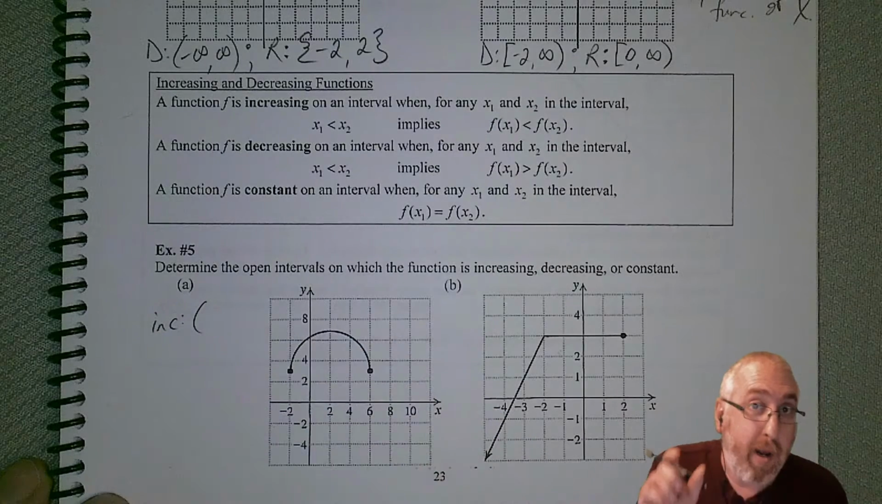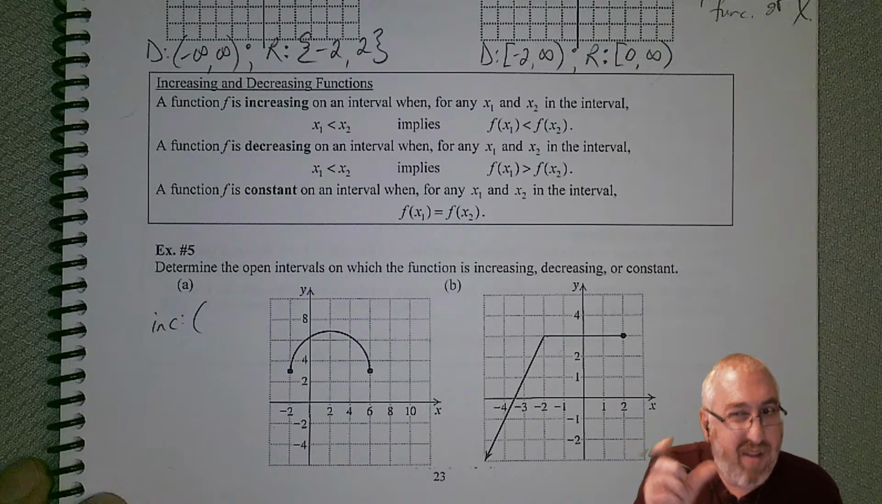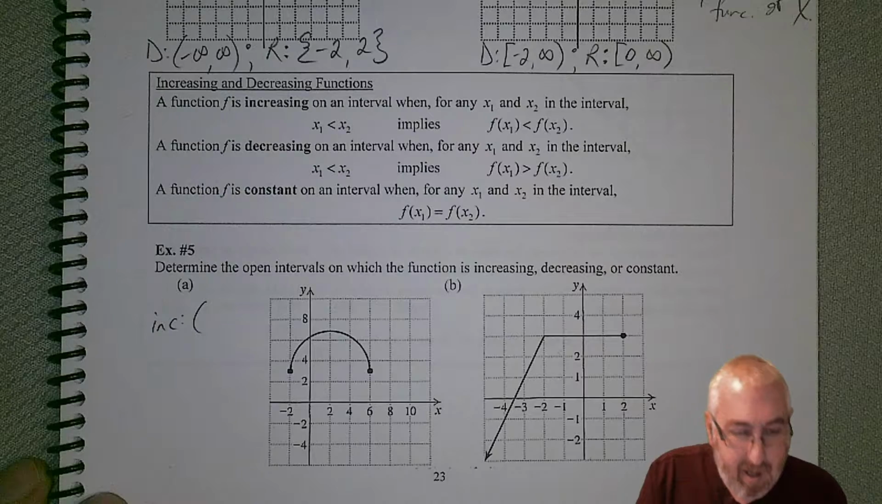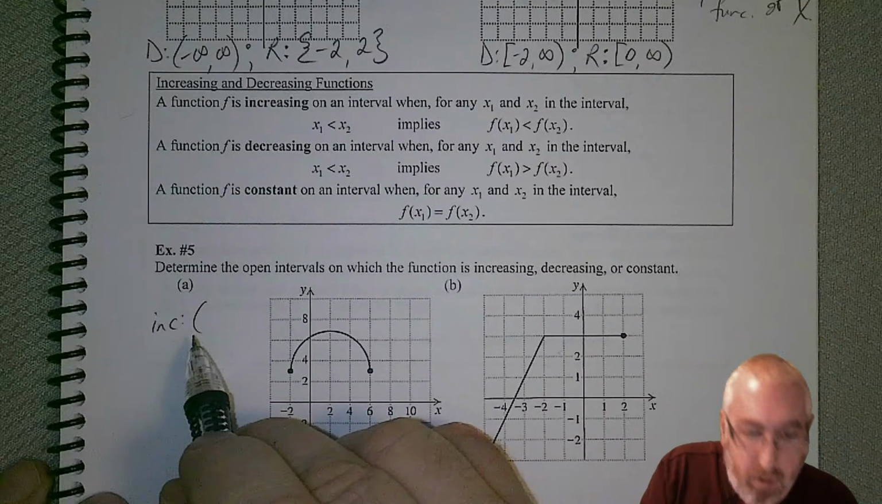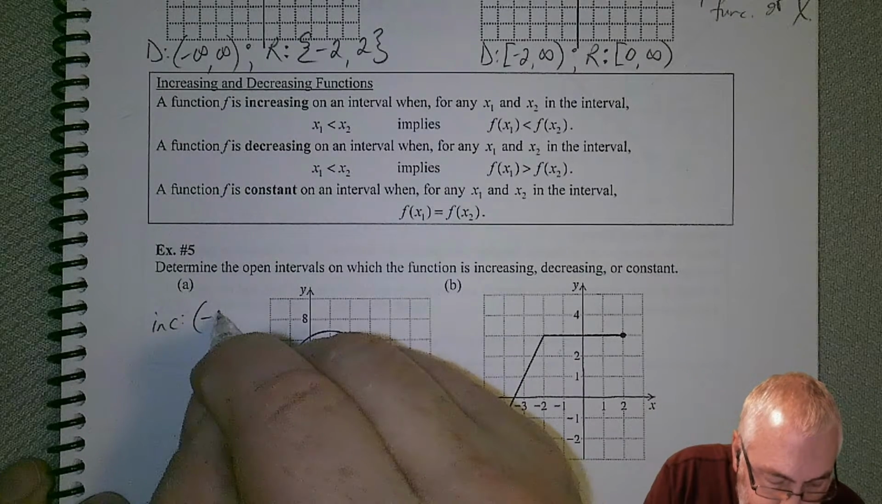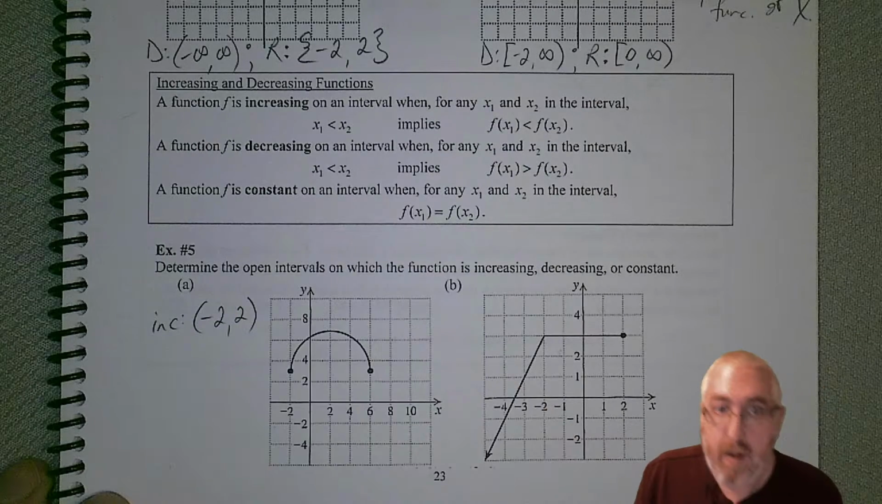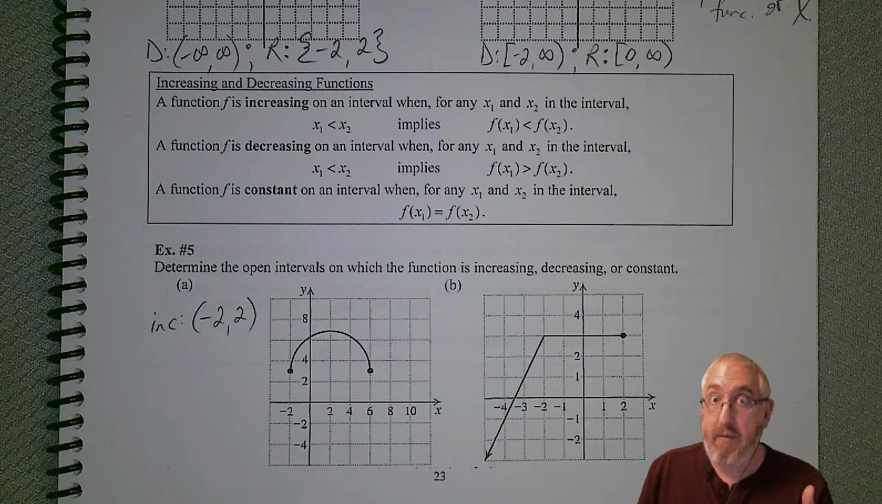And because we don't want to include those endpoints, because at the endpoints it gets a little messy, we'll just leave those out. So we'll use parentheses. So we can say -2 to 2 would be the increasing interval.